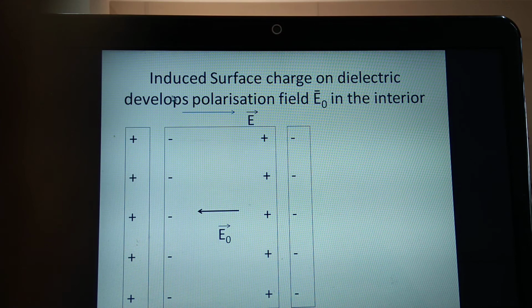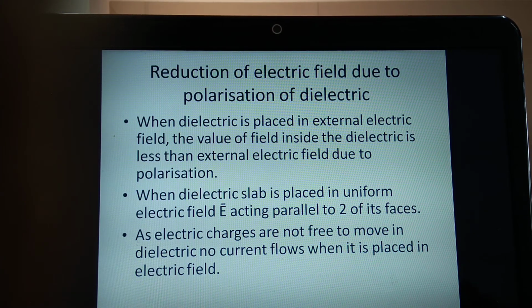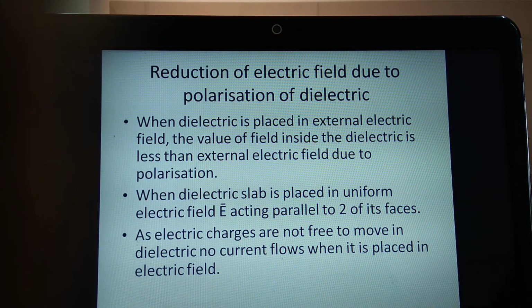Here I have also shown the induced surface charge on the dielectric, which develops the polarization. Here is the actual direction of the electric field, and this is the direction of the electric field due to the dielectric material present. So E0 is the induced electric field and E is the original electric field. Therefore the net electric field will become E minus E0. Therefore the net electric field will go on reducing, and automatically there will be an effect on the capacity of the conductor.